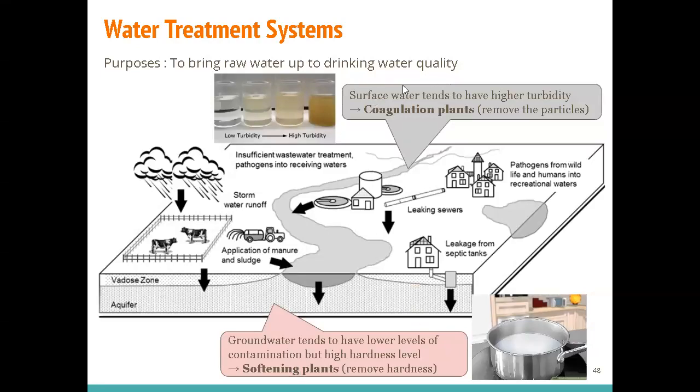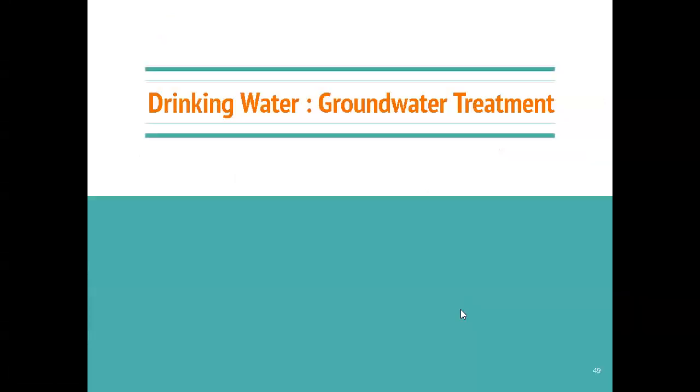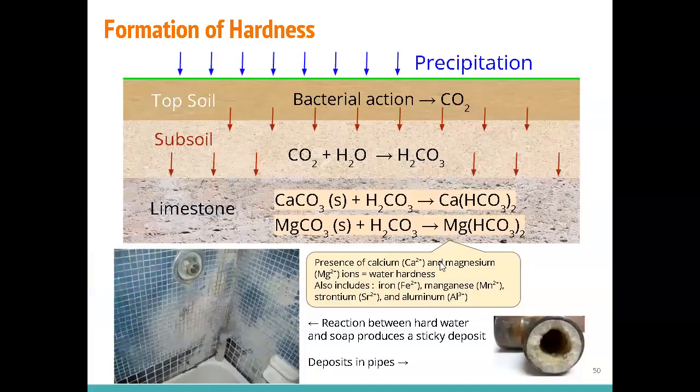So we have talked about the coagulation plants. The next part is the softening plants. How do we remove the hardness? Of course, it's meant for groundwater treatment because groundwater has higher hardness.